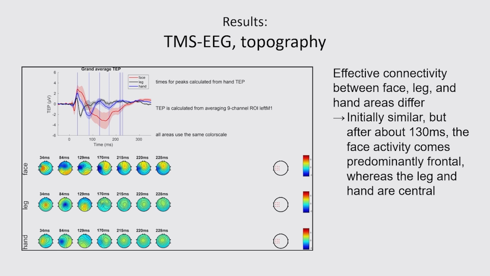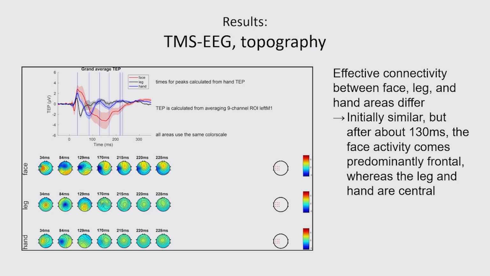Then let's look at topography. As I mentioned, once you give a TMS pulse, the responses will spread around about 300 milliseconds. So here we just looked at how the activity looks at specific time points through that spreading. The time points have been selected from here, basically when we were expecting a peak. So this could be a kind of effective connectivity, showing how specific areas are connected, but also showing cortical excitability in a way, through connectivity.